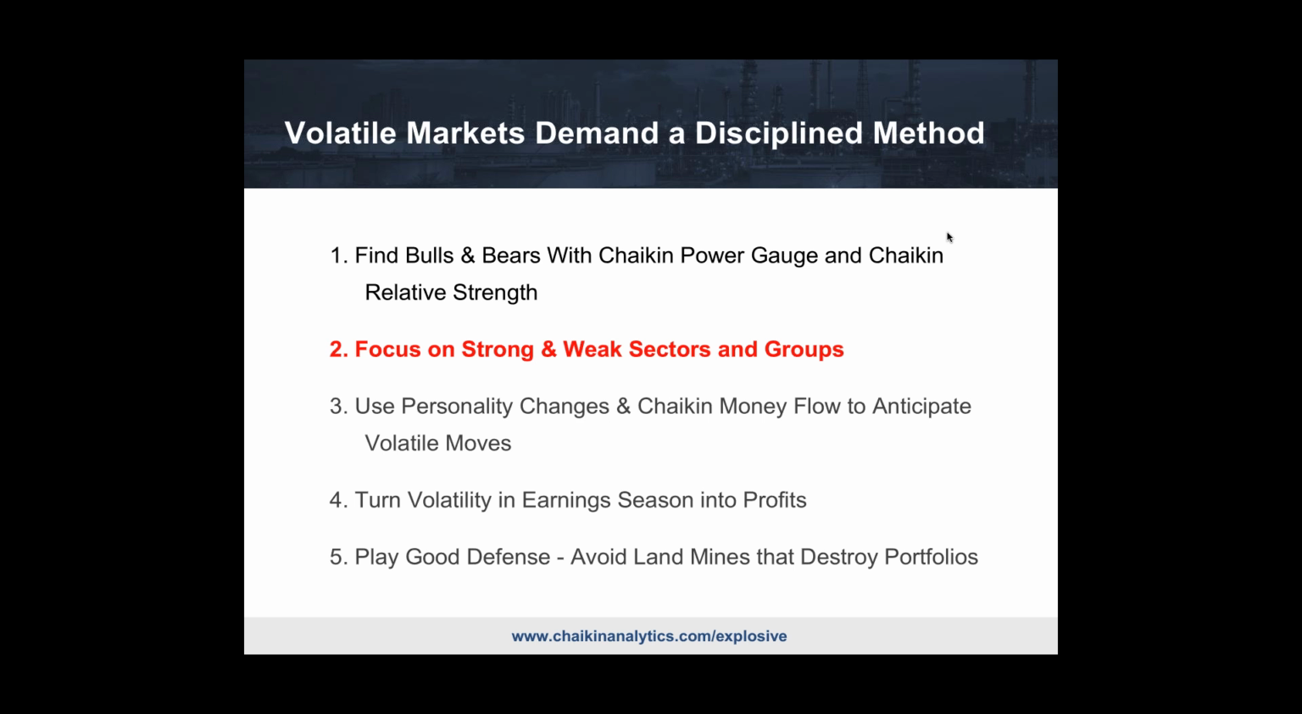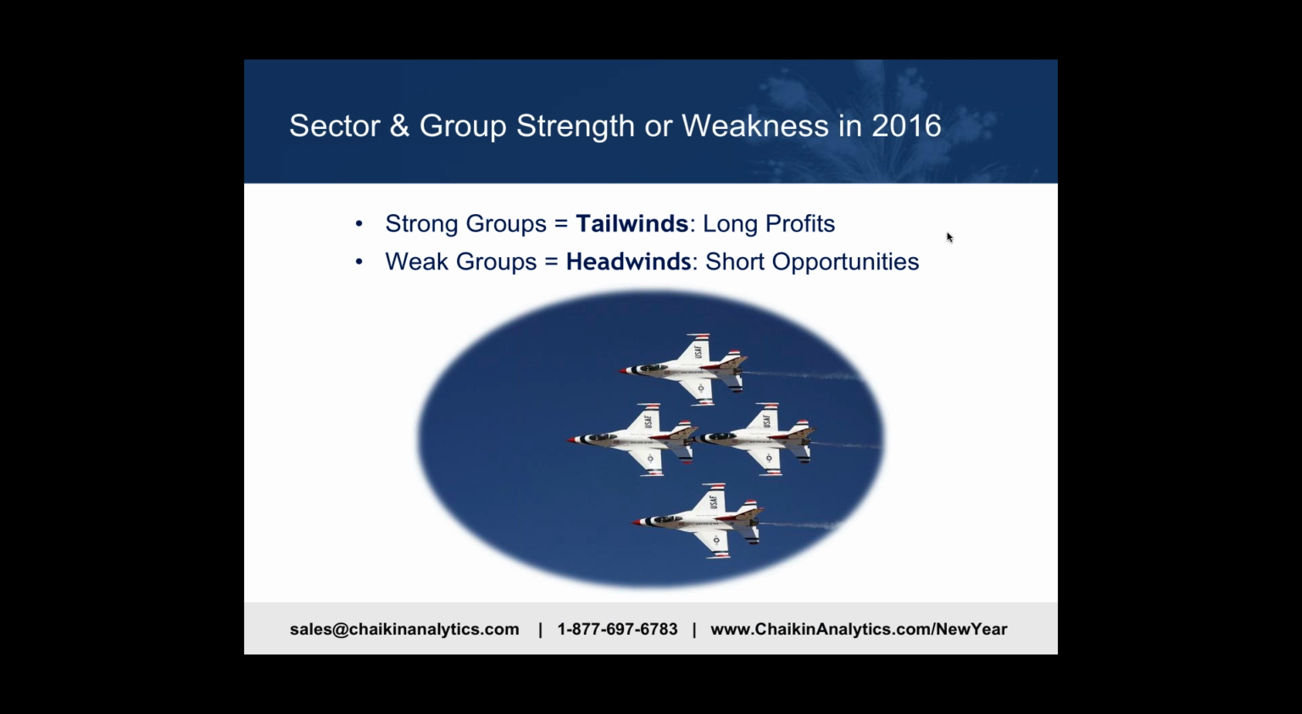So the second discipline is to look for strong and weak industry groups. Strong groups give you tailwinds. It's been documented by Zacks, Investors Business Daily, Standard & Poor's over a 30-year period. Strong stocks and strong industry groups, and most of these services measure them by price momentum. We look at relative strength and the power bar. But strong stocks are where you want to be on the long side, and weak stocks and weak industry groups and sectors are where you want to be on the short side.